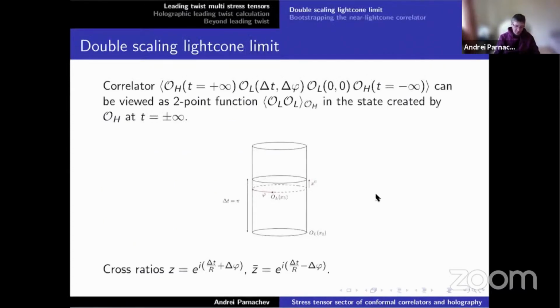So let's start with the setup. So the setup is that we're considering a correlator on the cylinder. There are two heavy operators inserted at plus infinity and minus infinity, and two light operators whose position on the cylinder differs by delta t, delta phi. So this is one light operator, this is another light operator, and you can compute the cross ratios z and z bar, and they're related to delta t and delta phi in this way. So one can think of this correlator as a 2-point function of light operators, an expectation value in the heavy state created by the heavy operator.